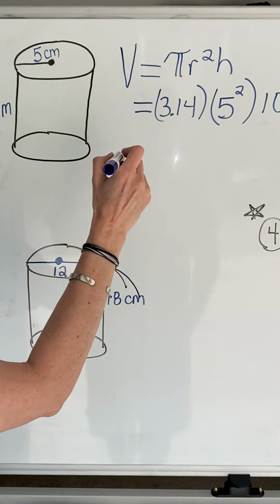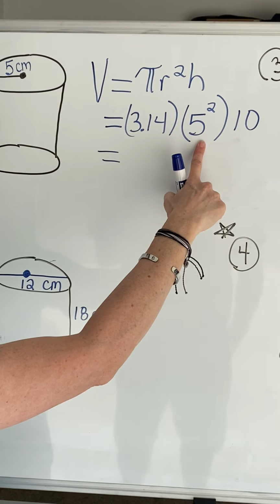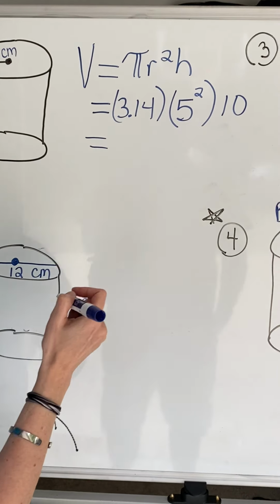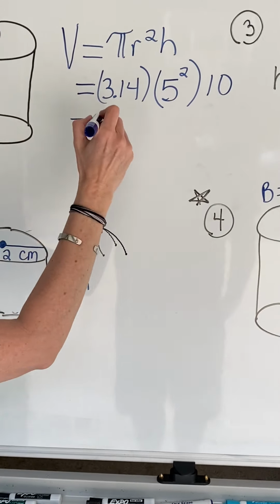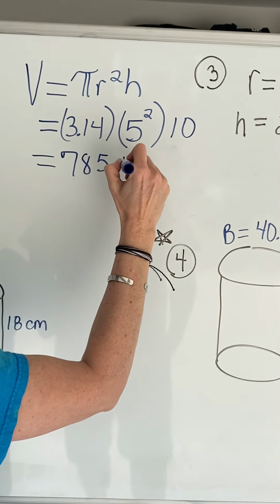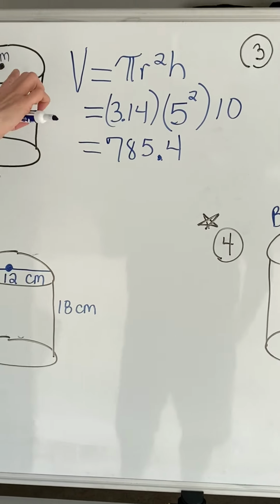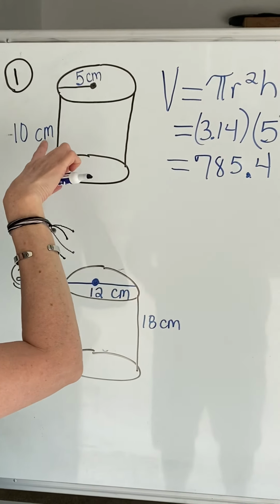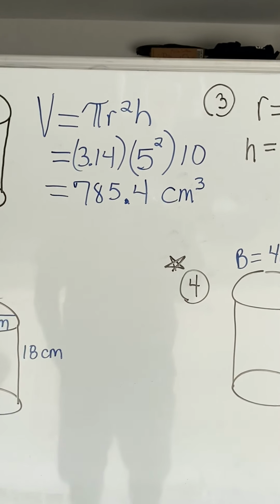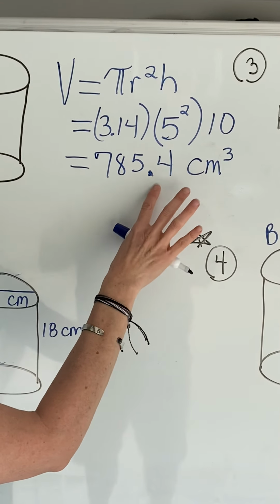So when you plug this into your calculator, you can do 3.14 times 5 squared, or we know that 5 squared is 25, so you could do times 25 times 10. You are going to round all of these to the tenth place, so this is going to be 785.4. Now, your units, anytime you're calculating volume, are going to be cubed, because I did 5 centimeters times 5 centimeters times 10 centimeters, so that is centimeters to the third power. On your assignment for today, you're not going to have to put this part on there. I try to make it as simple as possible, so you would just put this.